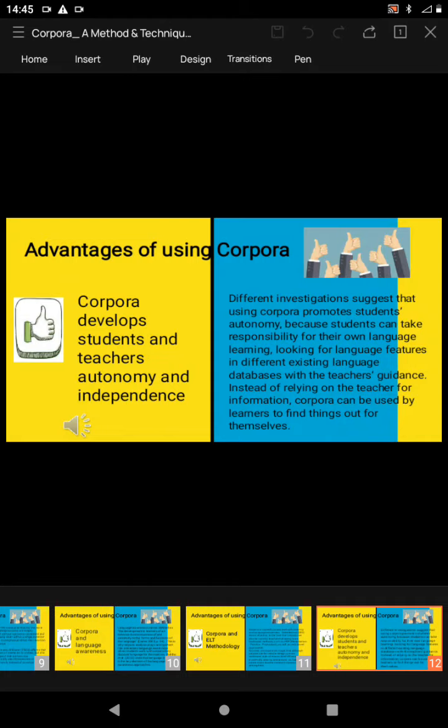The next advantage is corpora develops students' and teachers' autonomy and independence. Different investigations suggest that using corpora promotes students' autonomy because students can take responsibility for their own language learning, looking for language features in different existing language databases with the teacher's guidance. Instead of relying on the teacher for information, corpora can be used by learners to find things out for themselves.